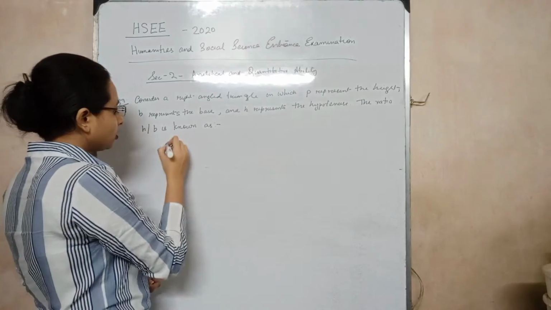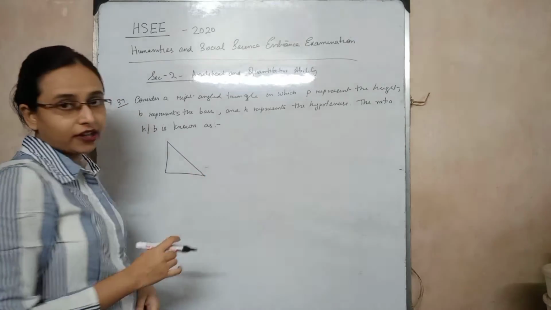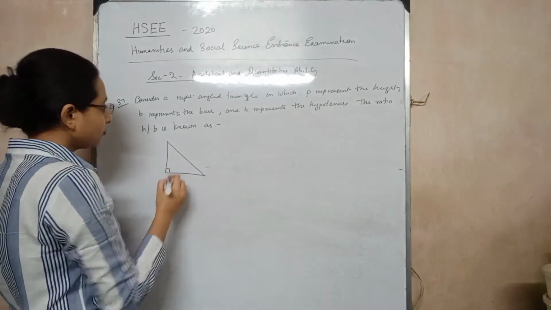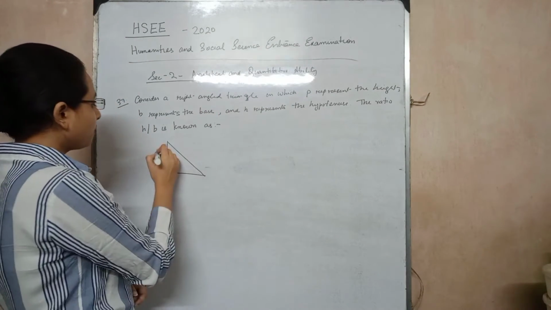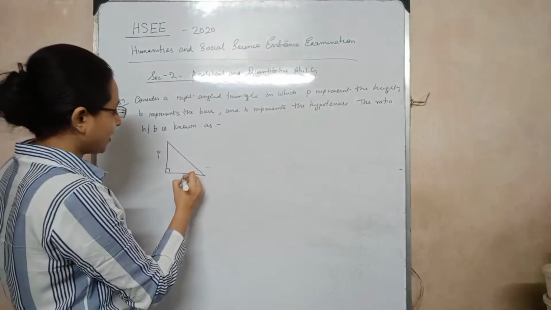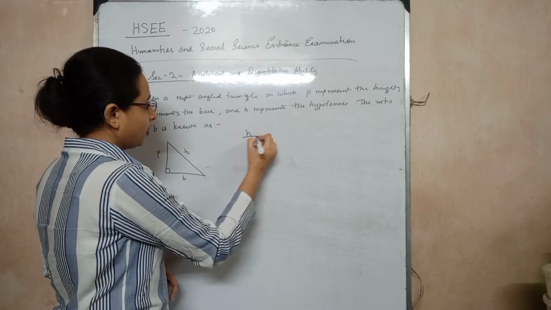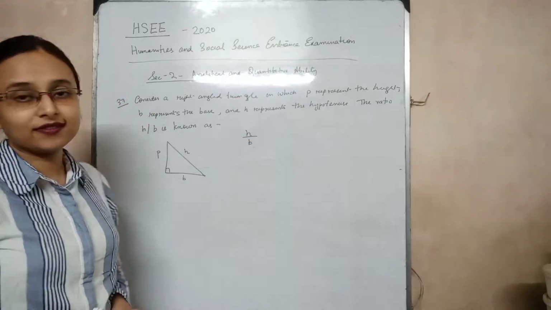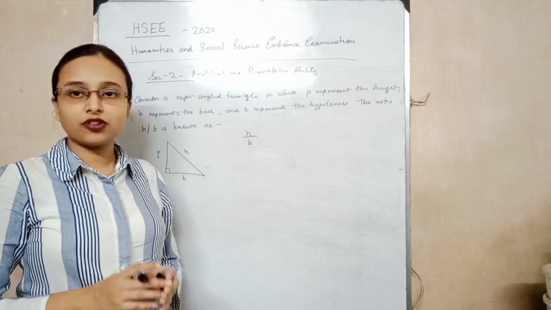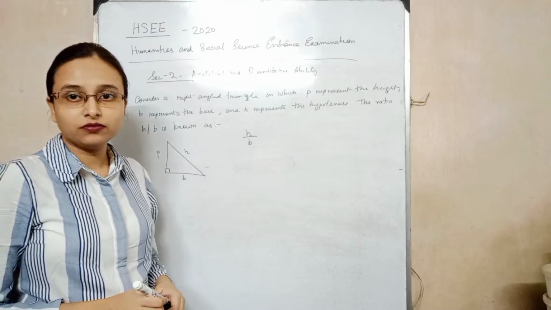Now, according to the question given, we can frame a right angle triangle which is 90-degree, and it is said P represents the height. So P is the height and B stands for the base, H for the hypotenuse. So we have to find out H by B. What does it stand for in the trigonometrical standards? Okay, so we'll solve this out now.